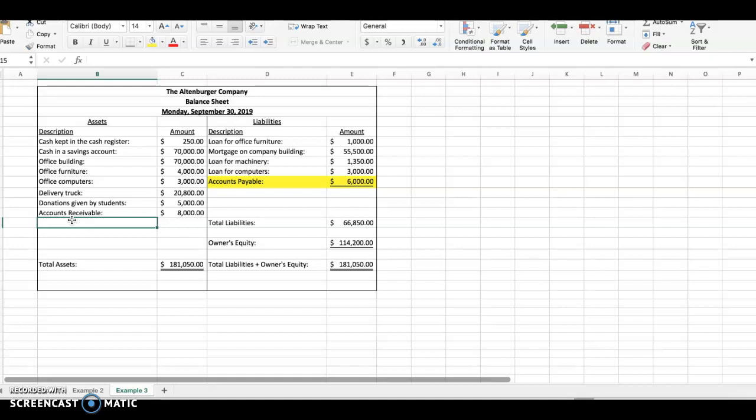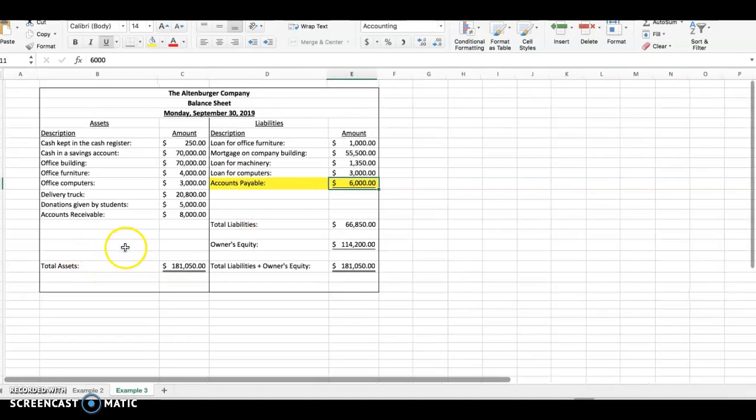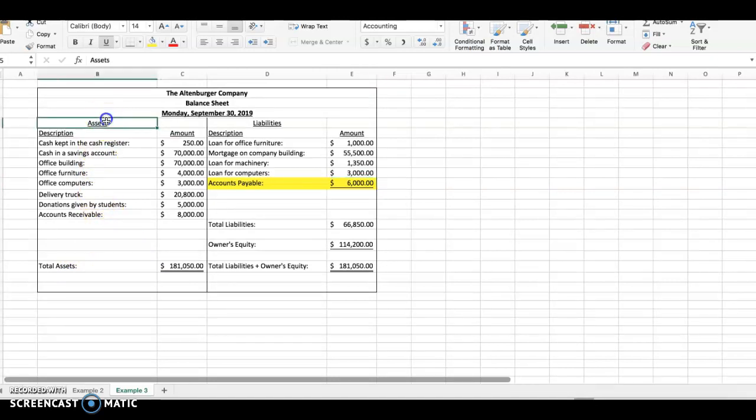Inventory could be purchased for cash. We'll buy inventory and pay cash for it. Often, though, when companies buy inventory, they charge it, which means the inventory would be listed as an asset and our accounts payable would go up based on how much inventory we purchased. So that will come later. Right now, I want you to be able to handle the basic parts of the balance sheet, the assets, the liabilities, computing owner's equity, and making sure things balance at the end.